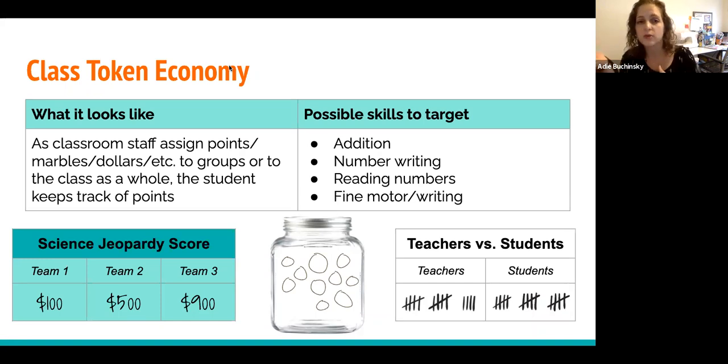So if there's a Jeopardy game happening, they might be tallying which team has earned how many dollars. If there's a class marble jar, they might be practicing a fine motor goal of marking circles and adding those up at the end to see how many marbles we earned today. Or if there's a teachers versus students game, who's gonna get more problems right, the student can work on tallying, counting. So skills you can incorporate here are addition. There could be number writing involved, reading of numbers, and again, fine motor and writing tasks as well.